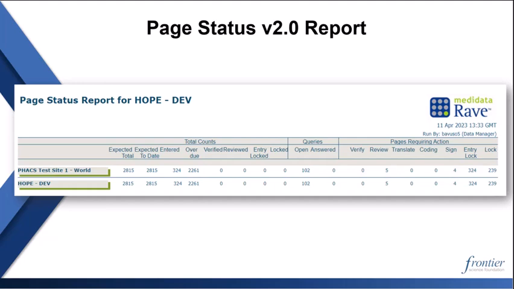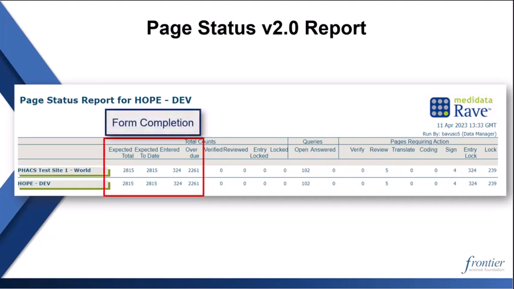Across the top of the table, we see the first several columns relating to form completion. Expected totals tells us the total number of CRF pages that have been rolled out at the site. Expected to date provides the number of CRF pages that should be completed at the time the report is run. If an end window date has been set for a folder, this total will only include pages where the end window for the folder has passed.